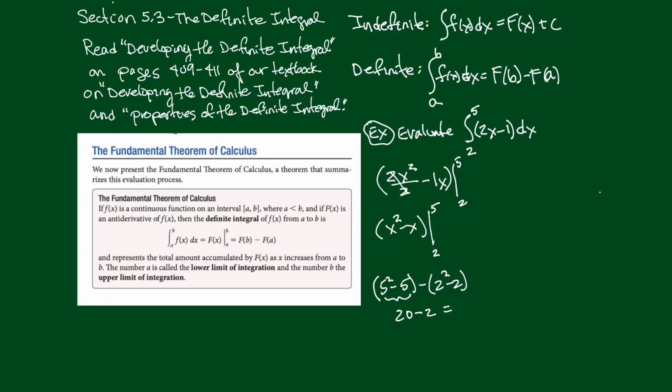up with 18. So what we're saying now is that if we evaluate this integral from 2 to 5, what do we get here? 2x minus 1 dx, the value of that integral is 18.